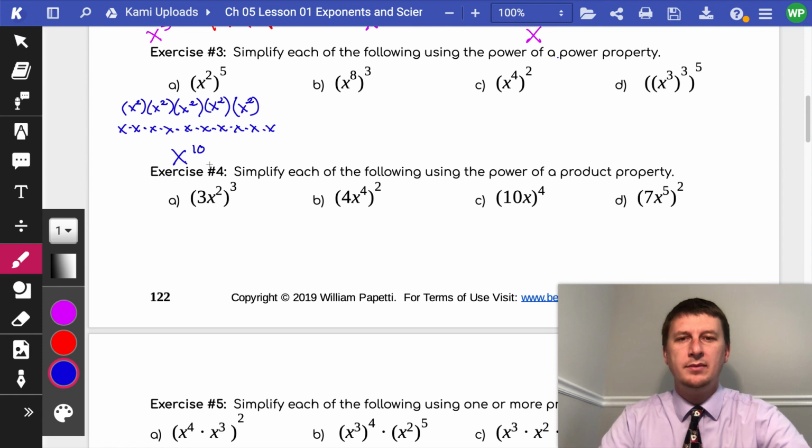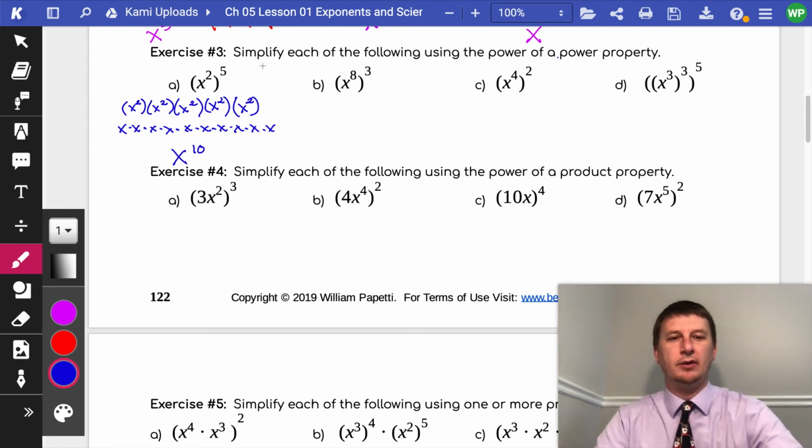So there's many, many ways to do this. You could expand it and then use your product property. You can expand it even further and count how many x's you have. Or you could just use the power of a power rule, which says that when you have exponents looking like this, keep that base and multiply the exponents.